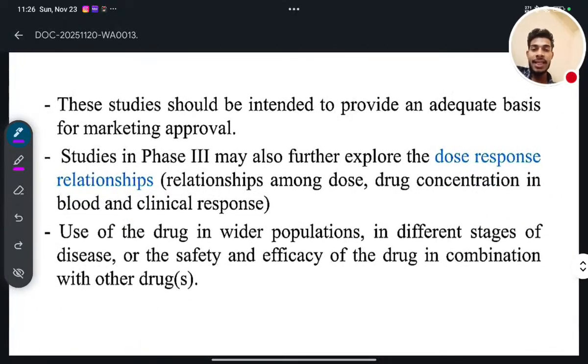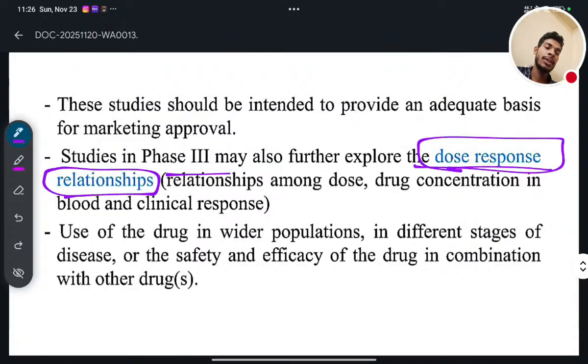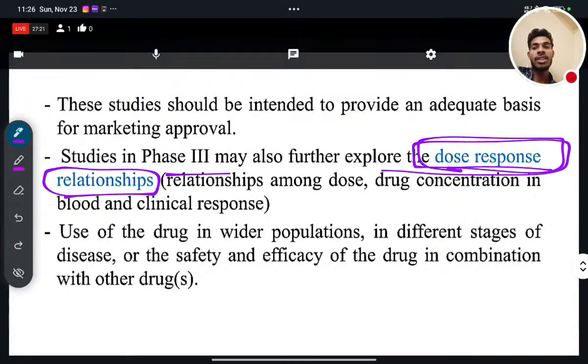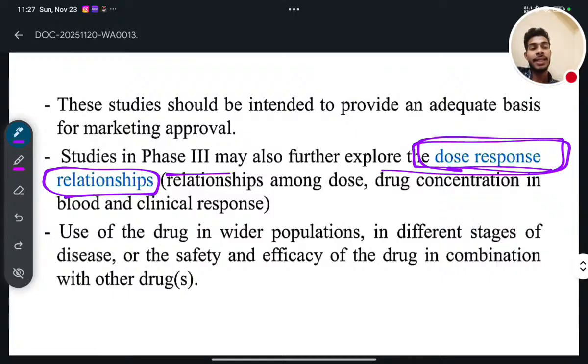Next, these studies should be intended to provide an adequate basis for marketing approval. The studies in phase 3 may also further explore the dose response relation. This is very, very important. Dose response curve is also evaluated in which phase? Dose response curve is evaluated in phase 3.